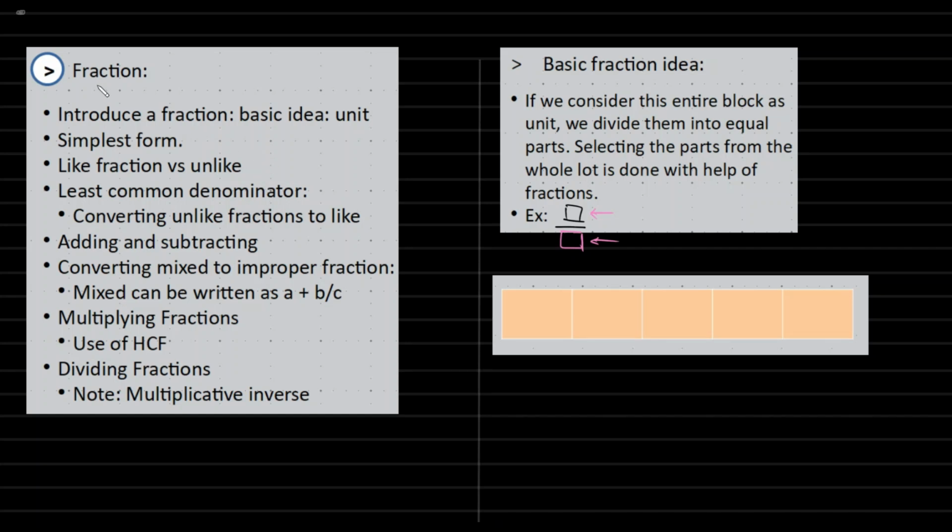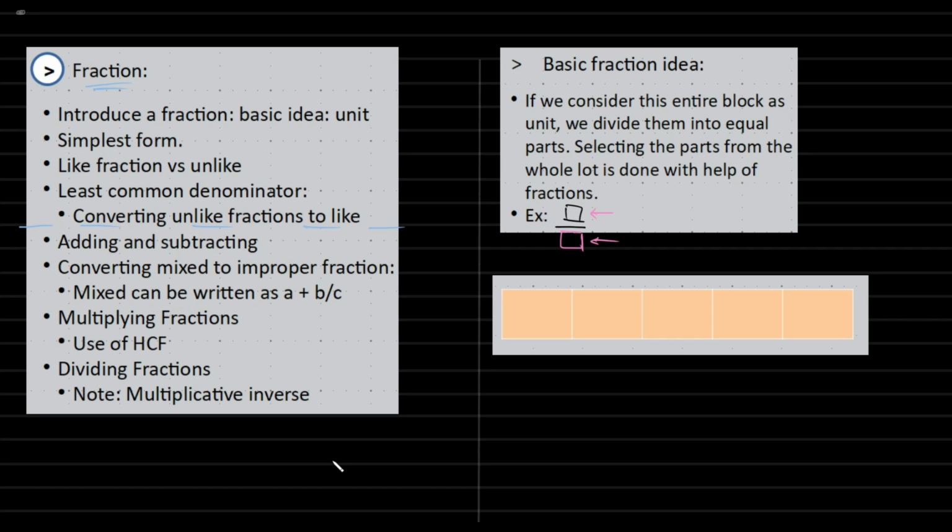The next topic is about fractions. So we'll start by introducing fractions, something known as simplest form, like fractions and unlike fractions. Then we look into something called the least common denominator. This helps in converting unlike fractions to like fractions. So first is this part. Then we look at addition, subtraction, multiplication, division and so on and so forth.